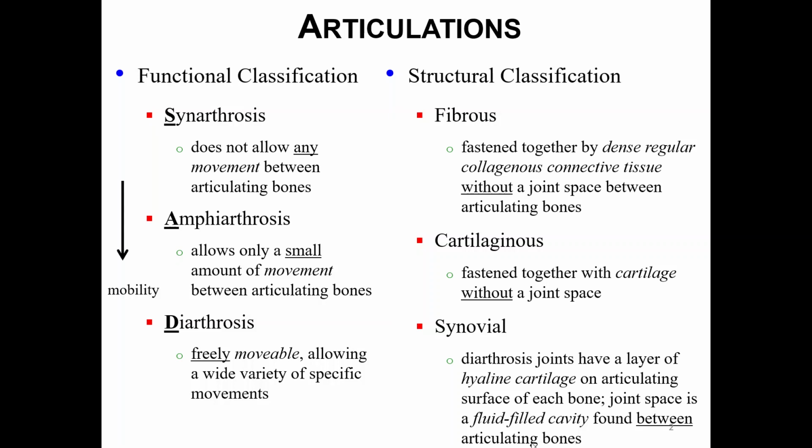So these articulating bones, they do not touch each other, and we actually don't want them to touch each other because remember, the diarthritic joints are the movable joints, and so if the bones touched each other, we'd have friction, we'd end up with arthritis. We don't want any of that. So it's important that we have that space between the articulating bones here.